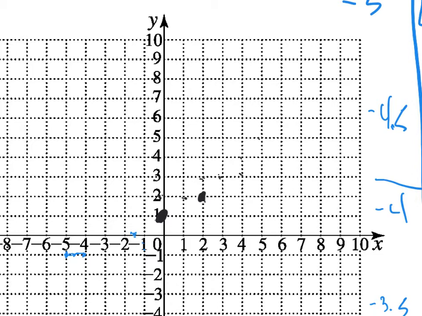Up 1 over 2, up 1 over 2. Let me go the other way. Down 1, left 2. Down 1, left 2. Okay. So there's enough there to get the idea.